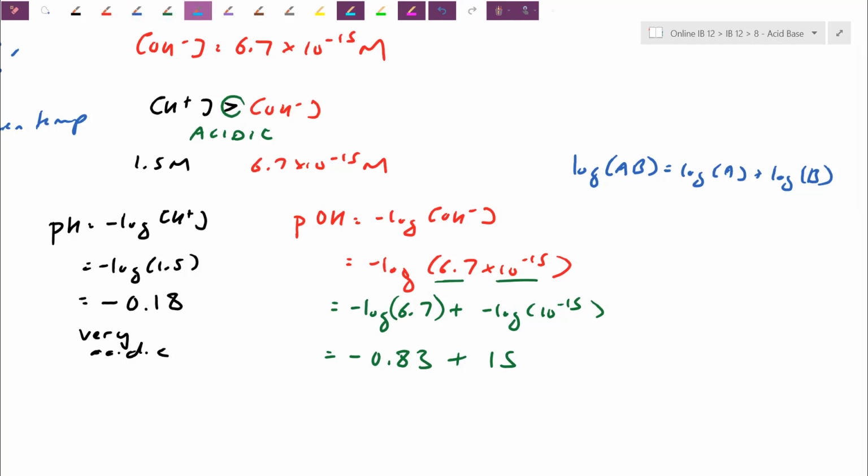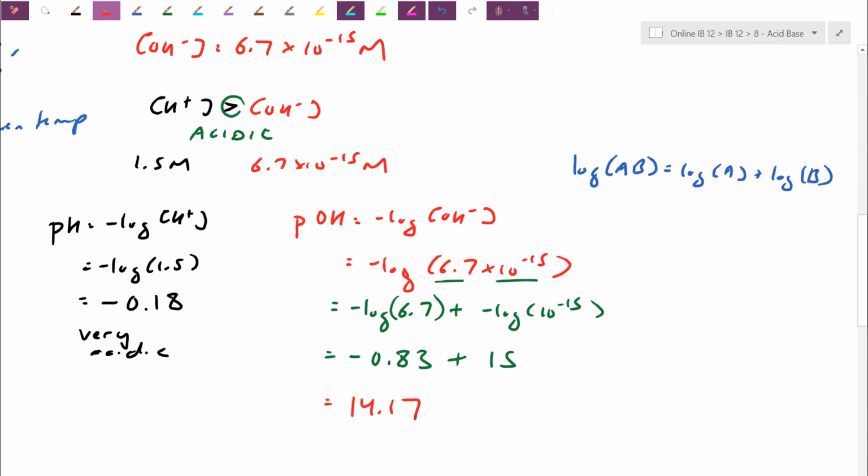I've gotten rid of this ugliness of carrying around a huge, huge power by taking a log. Sure, there was a negative to sort of flip the way the ruler landed. But there we go, 15 minus 0.83, give or take a little bit of rounding. My pOH is now currently, if you had just typed in negative log of 6.7 e negative 15, you would have gotten this 14.17.